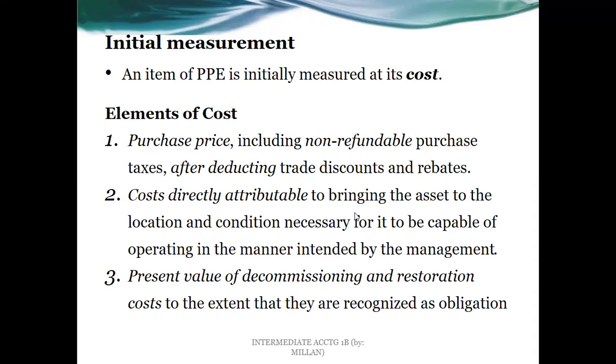Trade discounts are discounts that are obtained during the negotiation stage and would immediately be deducted from the value and would not be part of the invoice price. So list price minus the trade discount is the invoice price that will be part of our cost of asset or PPE in this case. Number two, cost directly attributable.